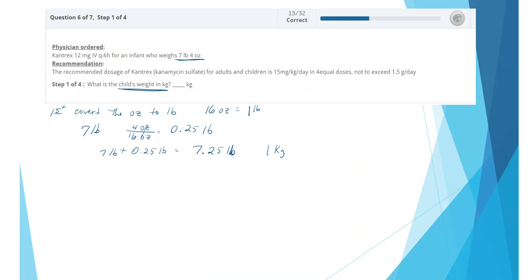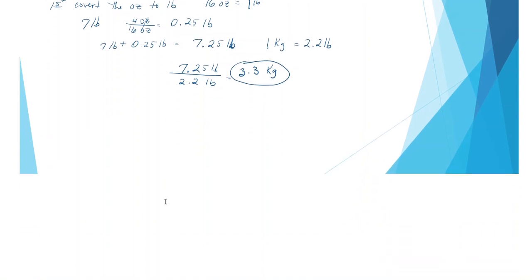Now I want to convert my pounds to kilograms. So I know 1 kilogram, again, is 2.2 pounds. I told you it's multi-step. So 7.25 pounds divided by 2.2 pounds per kilogram. 7.25 divided by 2.2 is 3.29, which rounds to 3.3 kilograms. So this is our weight for this child. Love allergy season. Have to love allergy season. For the next slide.